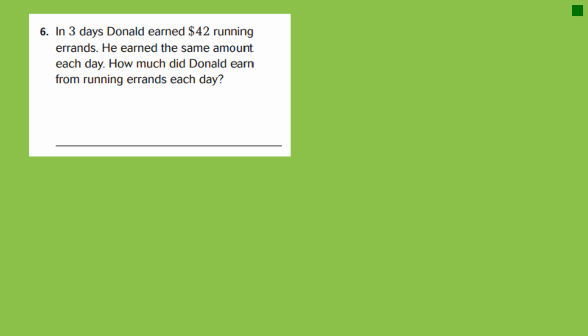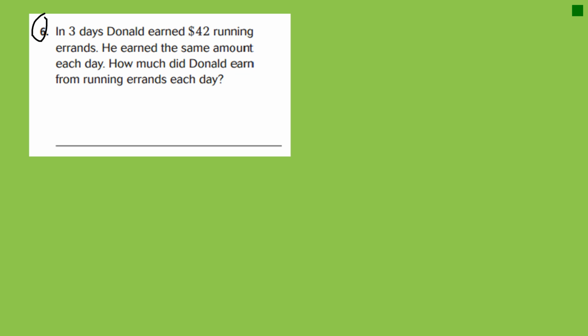Okay, this is number 6 down at the bottom of the page. In 3 days, Donald earns $42 running errands. He earned the same amount each day. How much did Donald earn from running errands each day? All right, we need a reread on that on number 6.